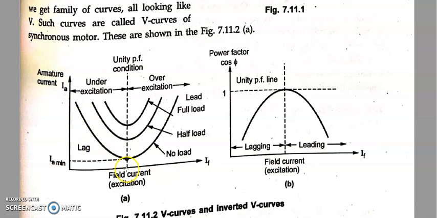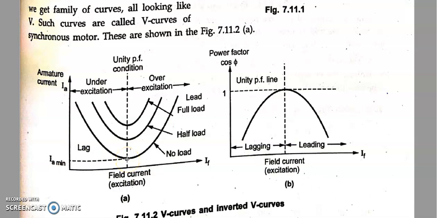From this point, if I say the field current is decreased, then what happens? The current drawn by the motor will increase. This is all happening in the under excitation condition as well as the lagging condition. See here, from unity power factor, you can see this dotted line shown here, it is a unity power factor line.